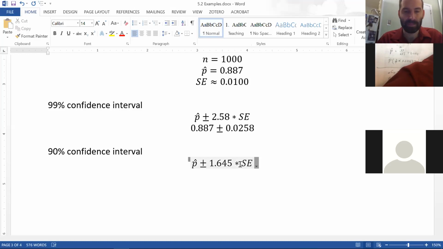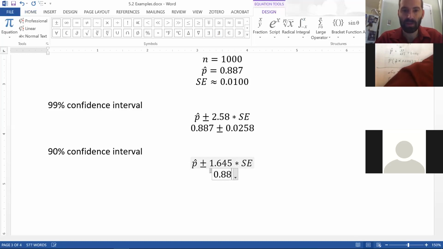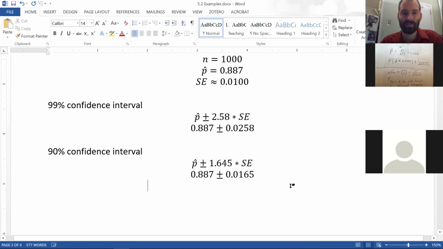So it's going to be point estimate plus or minus. If I multiply that by the standard error, you guessed it, it's 0.01645. Round that up to 0.0165. Okay, so that's our 90% confidence interval.